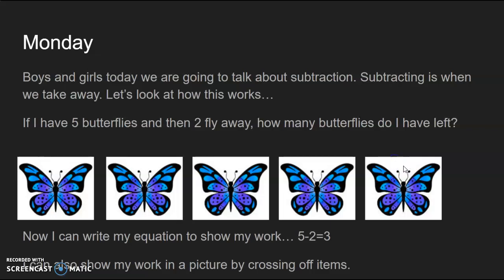So boys and girls, today we're going to talk about subtraction. And subtraction is when we take away. Let's look at how this works.